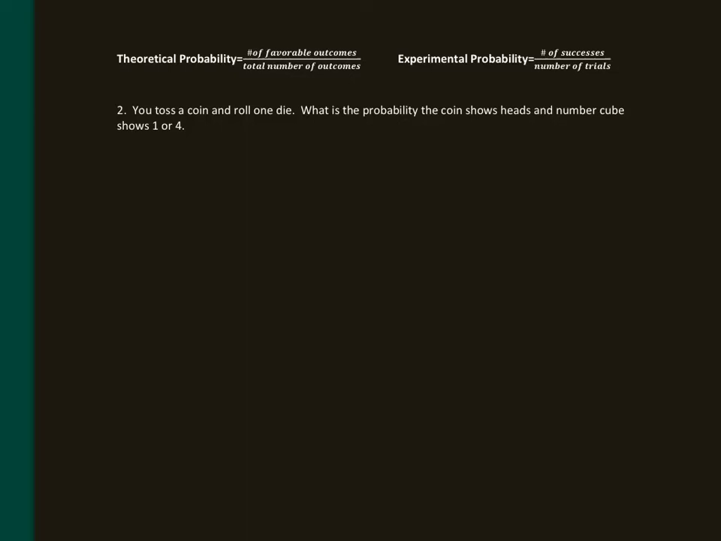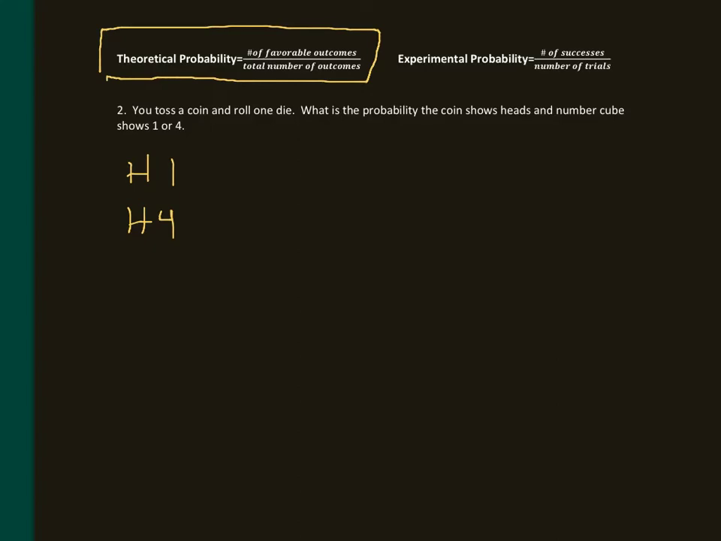So you toss a coin and roll 1 die. What is the probability the coin will show heads and the number cube shows 1 or 4? Well, we're dealing with theoretical because we're not dealing with data. Number of favorable outcomes: well, we could go heads 1 or heads 4. Is there any other way that we could have a coin and a number show 1 or 4? Nope.